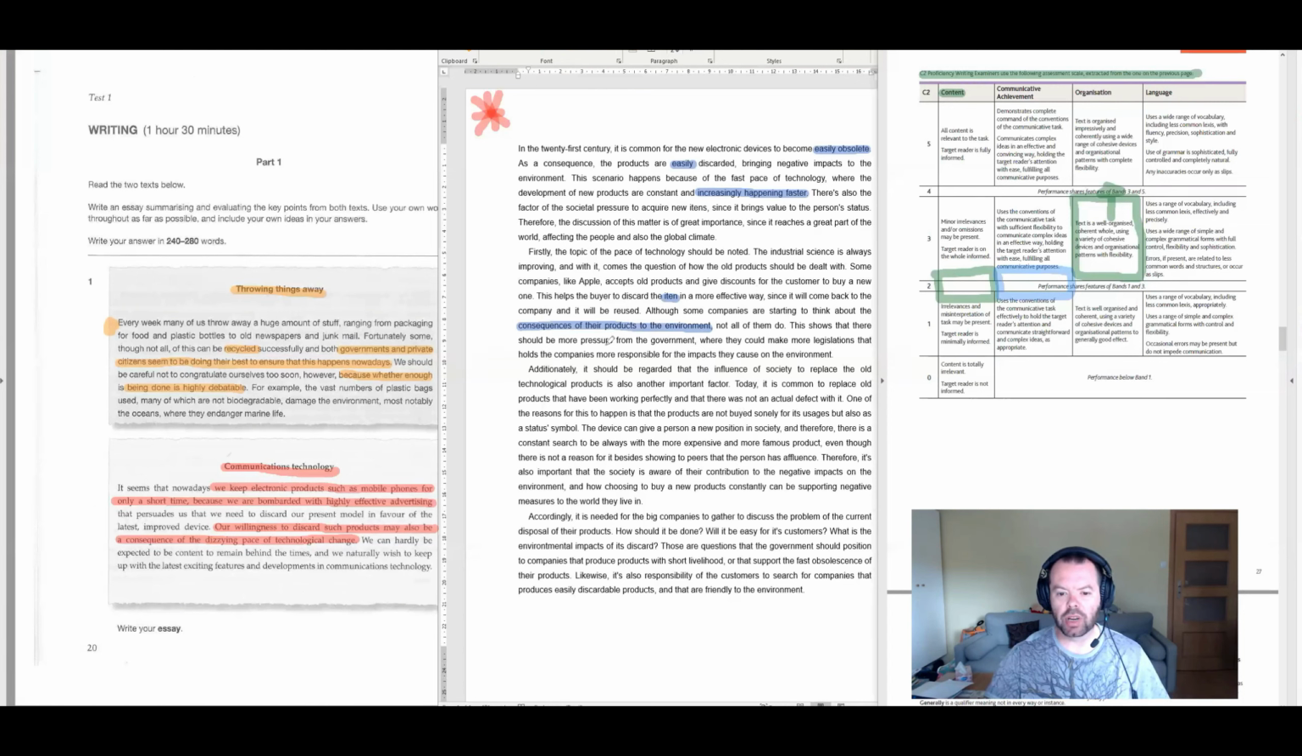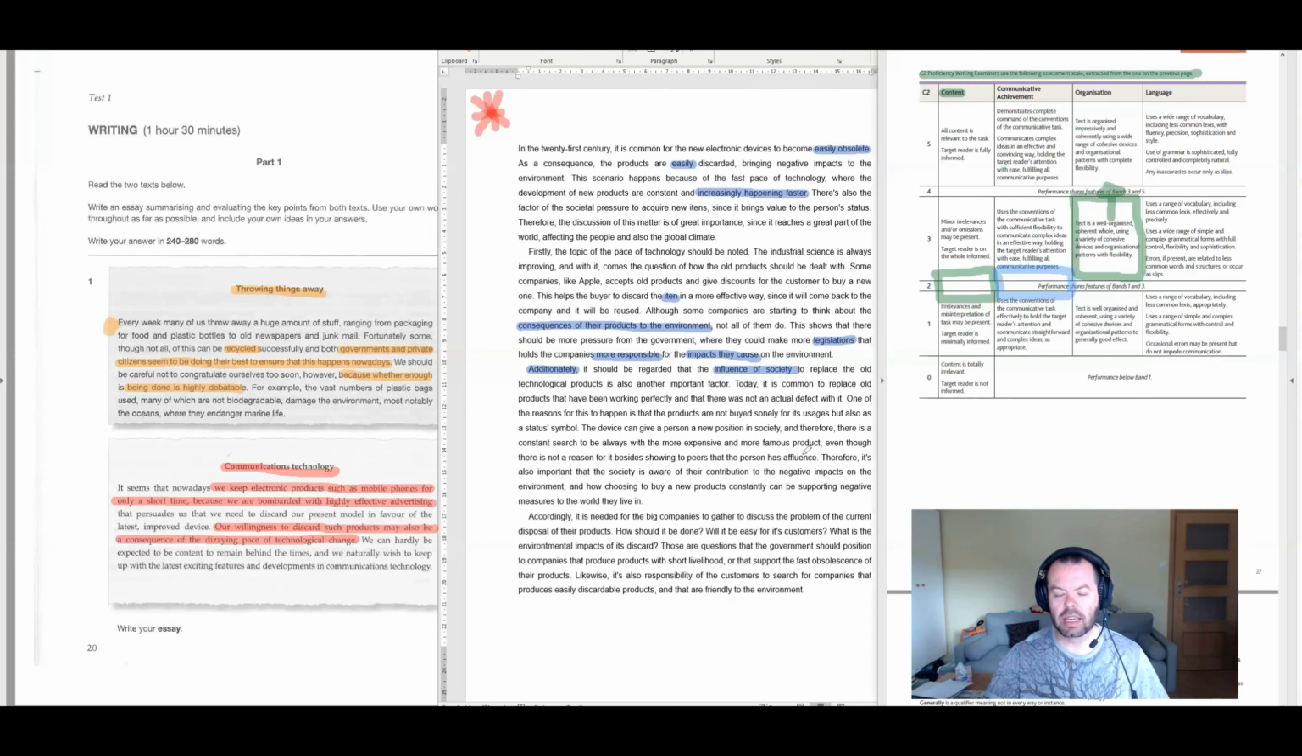This shows that there should be more pressure from the government where they could make more legislations. Legislation here would be general, so singular, that holds the companies more responsible. We could say holds the companies to account. Do we cause impacts? No. You have an impact or make an impact. I don't think you really cause an impact, do you? No. Additionally, it should be regarded that the influence of society to replace the old technological products is also another important factor.